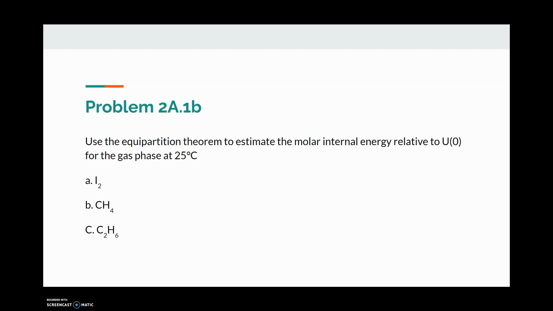The assigned problem to our group is problem 2A.1b, which asks us to use the equipartition theorem to estimate the molar internal energy, relative to the internal energy of zero, for the gas phase at 25 degrees Celsius for iodine, methane, and ethane. But before we show you how to solve the problem, here is Kyle to give you a brief background of the theory of the equipartition theorem.